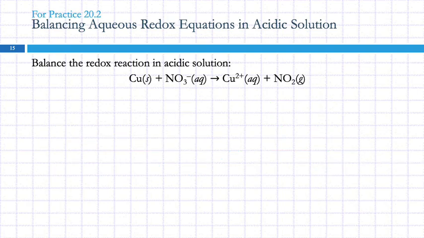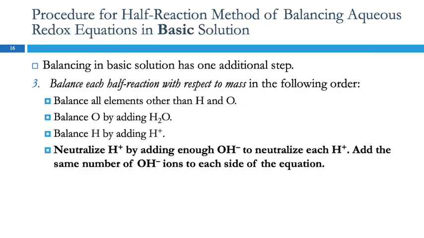So that's an acidic solution. What about basic solution? Well, in a basic solution, we do not have a lot of hydrogen ions present, right? We have more hydroxide ions present. So the process here is we're going to go through the same steps. We just need to do one thing differently. After we balance for mass and charge, we want to neutralize the hydrogen ions by adding an equal number of hydroxide ions to each side.